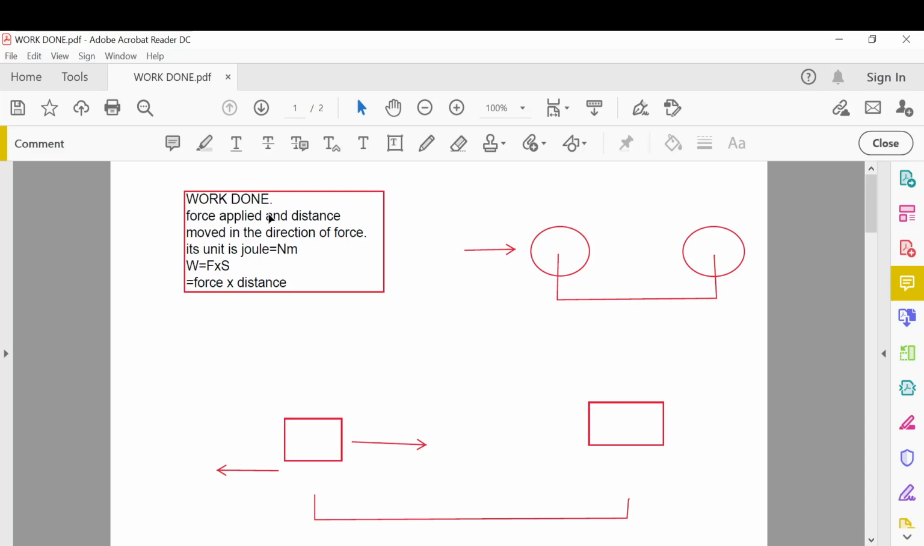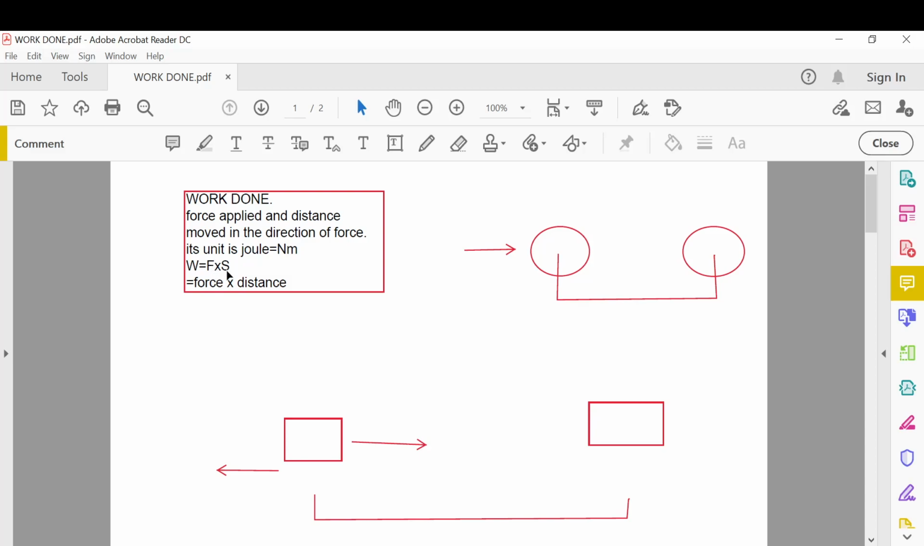What is the work done? When a force is applied and the distance is moved in the direction of force, then we say that work is done according to physics. This means that it involves two quantities: one is force and one is distance. Distance should be in the direction of force. If it is not in the direction of force, then you cannot calculate work done.